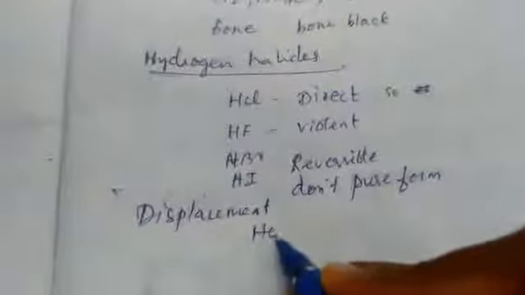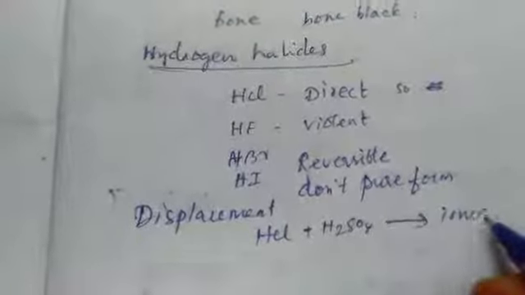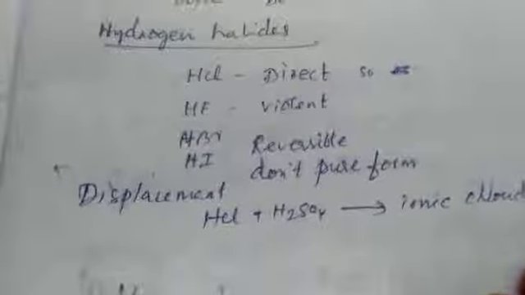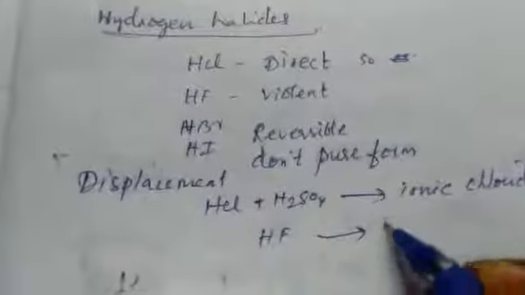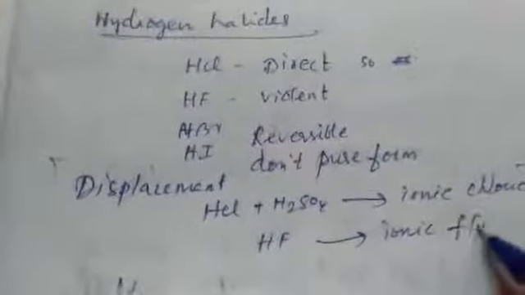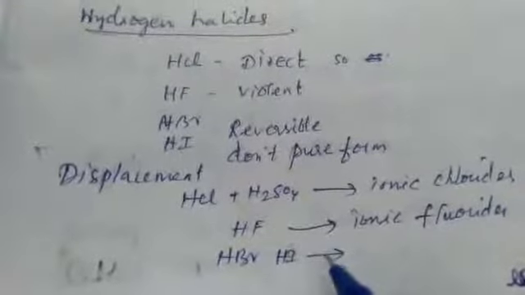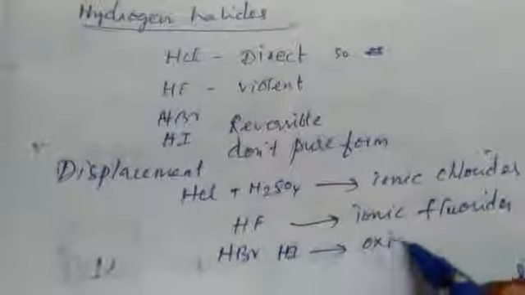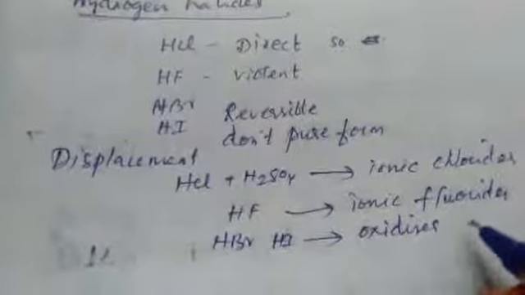Next, displacement reactions. HCl reacts with sulfuric acid, which means ionic chloride is formed. Second, HF reacts with sulfuric acid, which means ionic fluoride is formed. Next, HBr and HI react with it, which means oxidation is possible. So we do not prepare them by this method, using sulfuric acid.